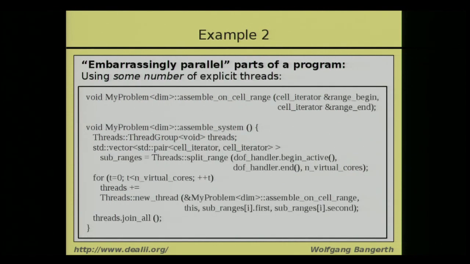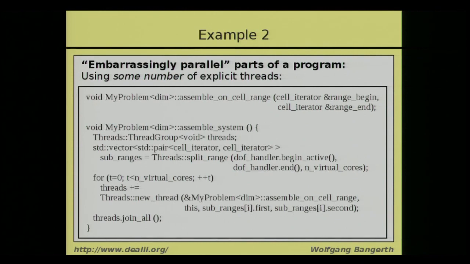Here's an alternative where I don't quite create that many threads, but rather what I'm going to do is something like this. So this is maybe a little bit hard to read. I have this function assemble, and not just on one cell, but I'm going to call it assemble on cell range. It's going to take two arguments, begin and end, both of which are cell iterators or active cell iterators. This function is going to iterate on all of the cells in the range given by begin and end. So this is not the very first and the last cell, but let's say a subrange.